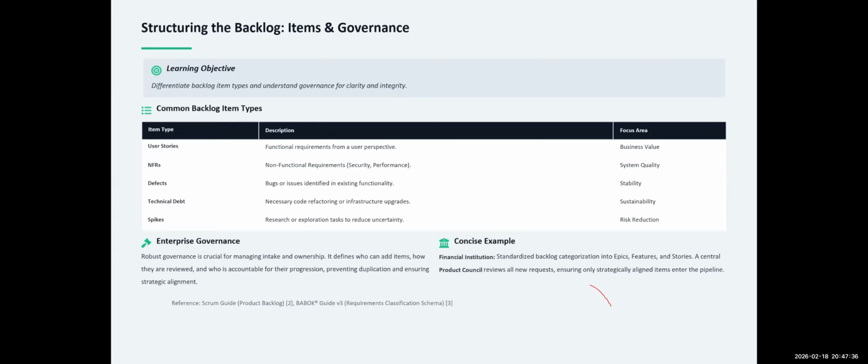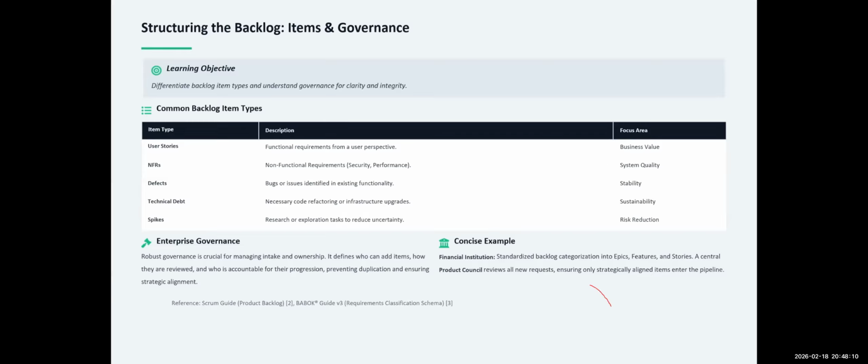You have NFRs, that's non-functional requirements, right? Sometimes you wonder which one we should take care of first. Is it the functional requirements or the NFRs, right? So you have NFRs in your backlog. Then you have defects, right? If you have deployed your product into production, and customers are using it and provide feedback that something is broken, it goes into your backlog, right? Then you have technical debt, some code refactoring that you need to do.